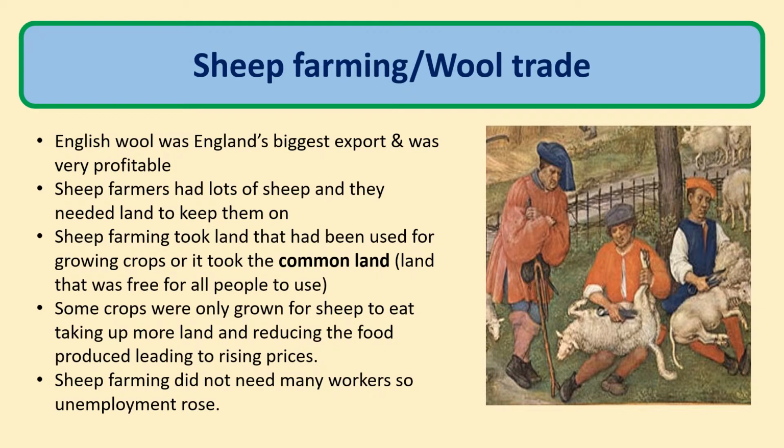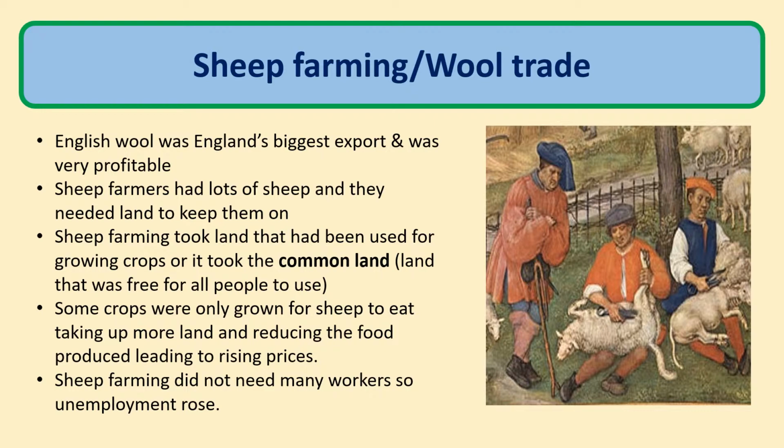It was more profitable. That meant that the sheep needed food. So sheep farming took land that had been used for growing crops so they could graze on it. You'd turn the field to grass and the sheep would graze on that land. Some farmers also took common land, and that was land that was free for all people to use.